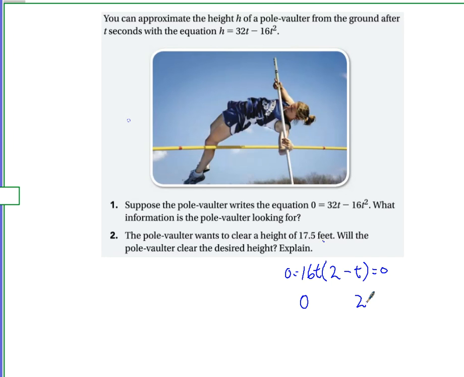Okay, well let's plug in 1 to this. 1 times 32 is 32. 1 squared is 1, 1 times 16. She's not really close, is she? She's a good 1.5 feet away. Oh, that's a bummer for her.